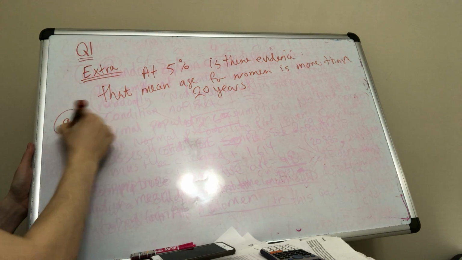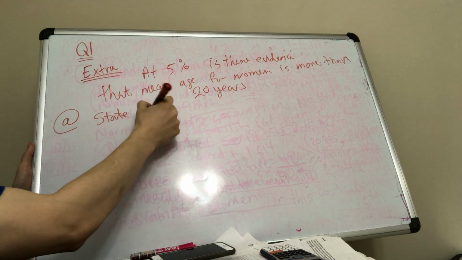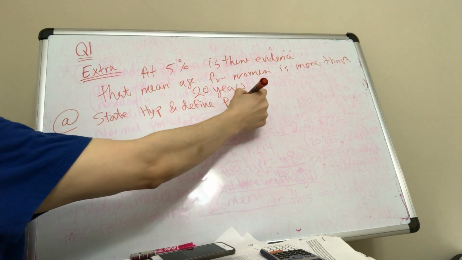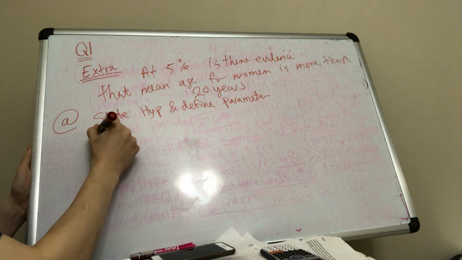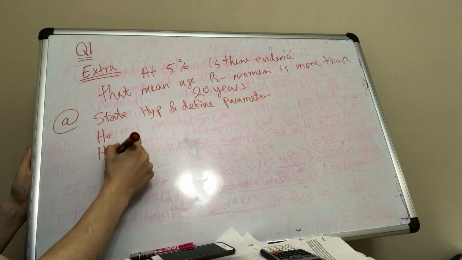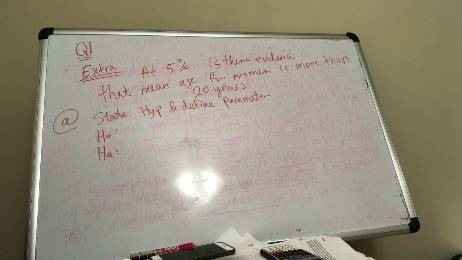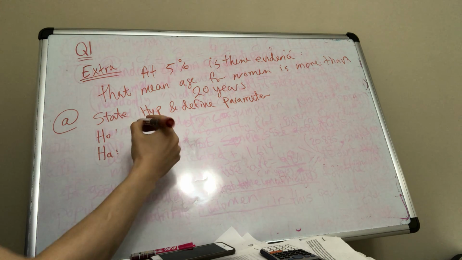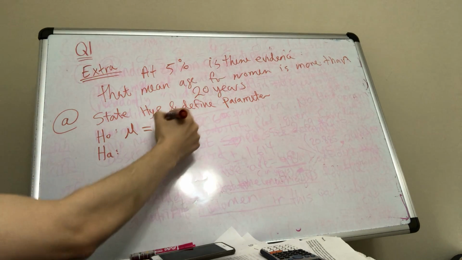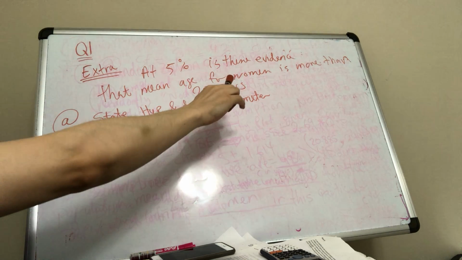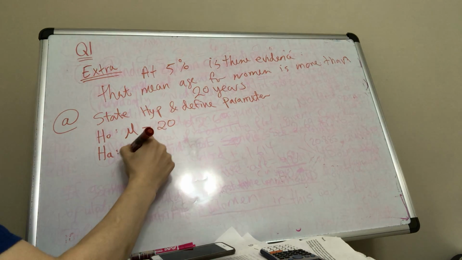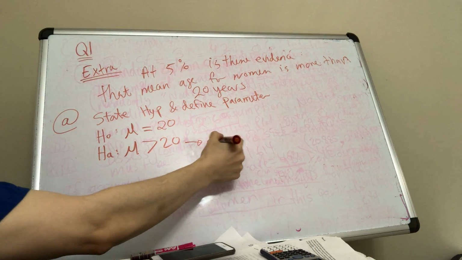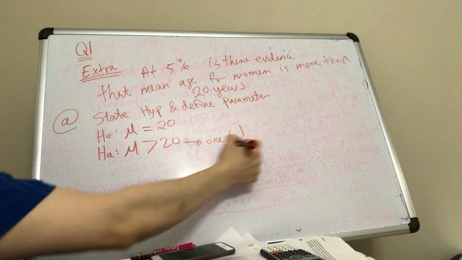So a typical question would be state hypothesis, and define parameter. So H0, HA. Then this chapter, it's one sample mean. So here we say mu equals whatever the number is. And since we're testing for more, it could be more than the number. That makes it a one-tail analysis.